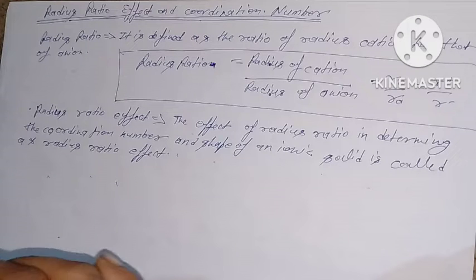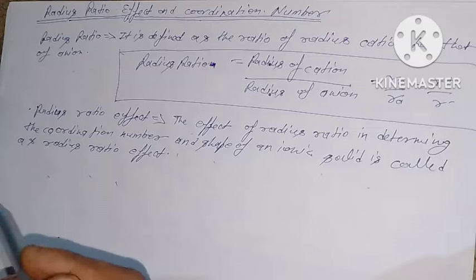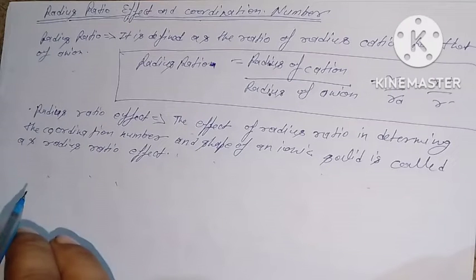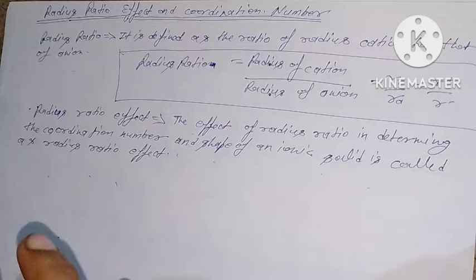Okay. Thus, radius ratio is used to predict the shape and arrangement of different ions of the ionic crystal. The limiting radius ratio value for various coordination number and the corresponding structure are given.